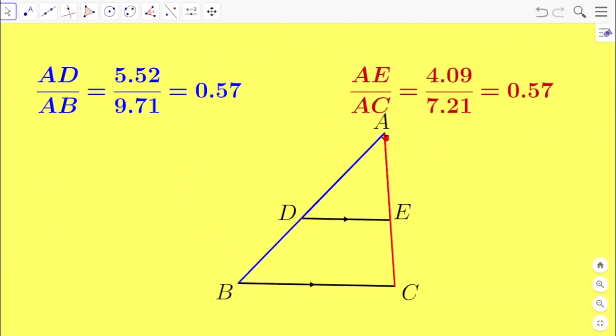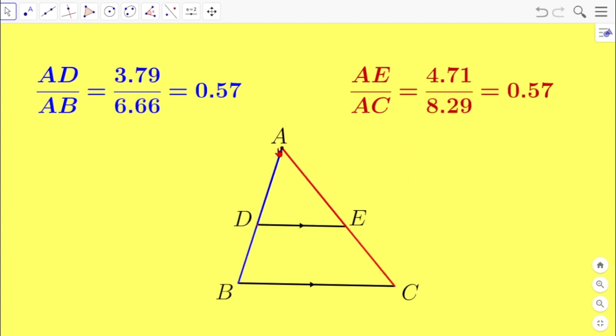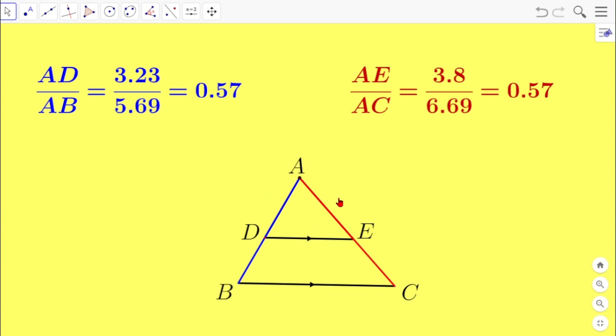Again, in GeoGebra we can see that the property still holds. So again, it's a little bit different here. We have AD and AB over here instead of DB. So it's 5 point something here, 5.52, divided by the whole of this, which is 9.71. Same goes for the other side, and it doesn't matter what the shape is, the ratio remains the same.